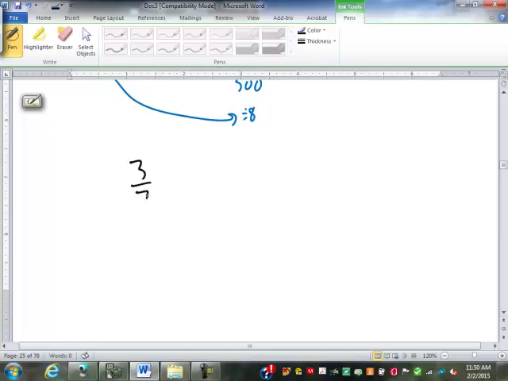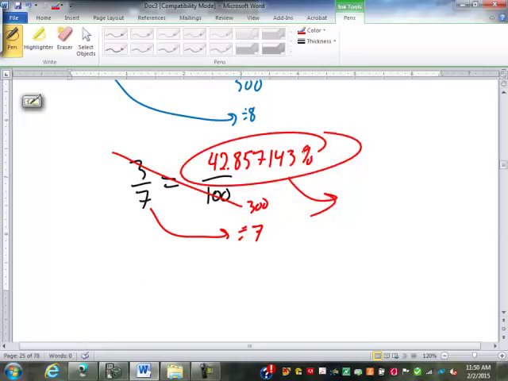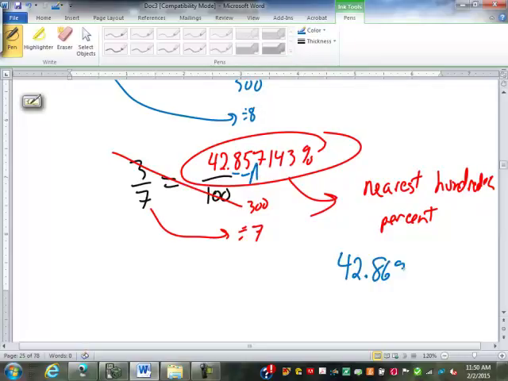Or, last example, let's say we have 3 sevenths. 3 out of 7 is how much out of 100? 3 times 100 is 300. And divide by 7 to give us 42.857143%. Now, when you're doing something like that, of course, it has to tell you where to round it off. Let's say it tells you to round it to the nearest 100th percent. Well, that would be the thousandths digit, so that's going to round to 42.86%.